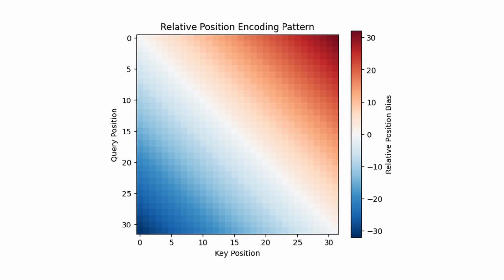Notice how the bias forms a diagonal gradient, with positive values above the diagonal where queries attend to earlier keys and negative values below where queries attend to later keys.